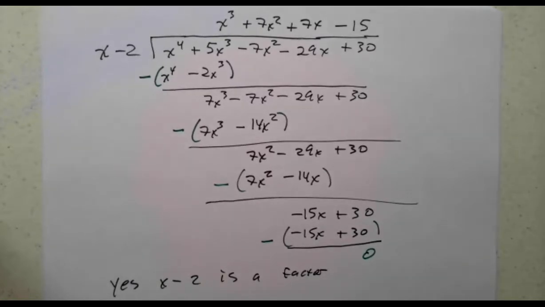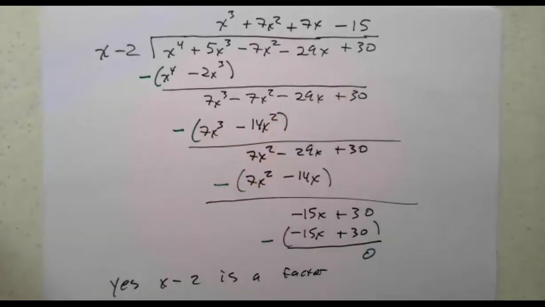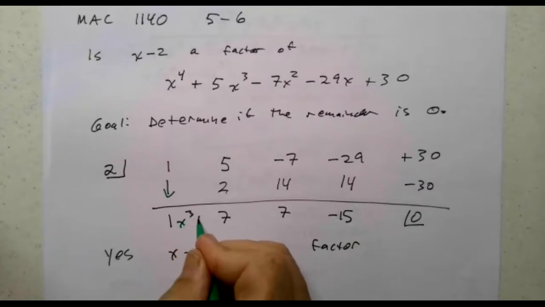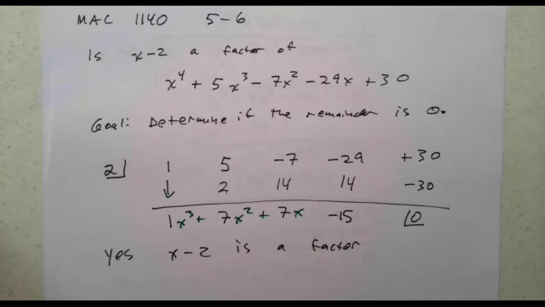I want you to notice something. When we did the synthetic division, we also had an answer of x cubed plus 7x squared plus 7x minus 15. What do I mean by that? That's what 1, 7, 7, negative 15 is. That's 1x cubed plus 7x squared plus 7x minus 15, with remainder 0. So that's another way for us to do that. Now you've got to ask yourself, would you rather do long division or would you rather do synthetic division? And I think for most people, the answer is they'd rather do synthetic division.